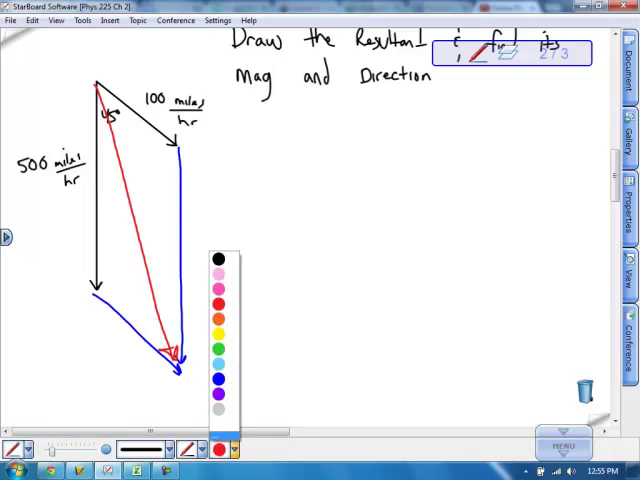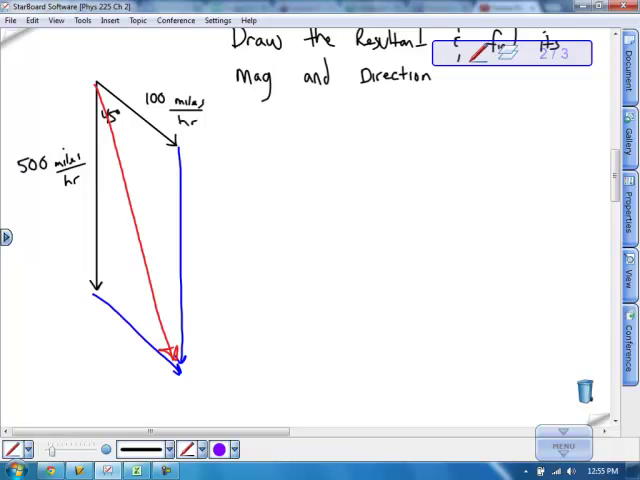Now, what's tricky about this one is there's not a good way to do this. This is a non-right triangle. Now, I could use the law of cosines, which would be one way to do it because I have this side. But I don't know this angle as of right now. So there's different ways to do this.